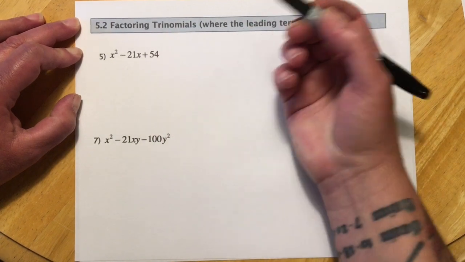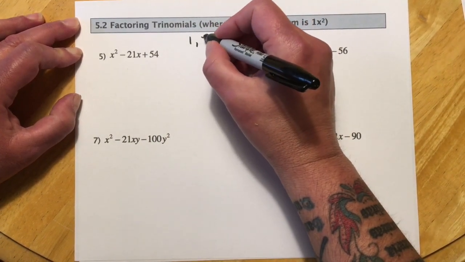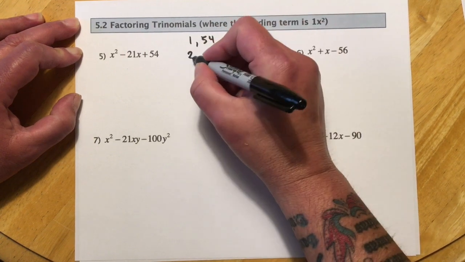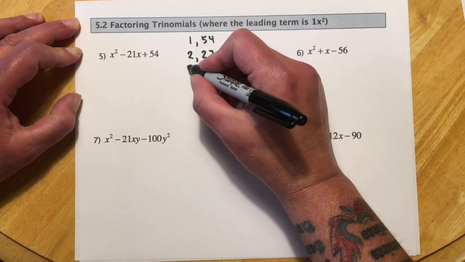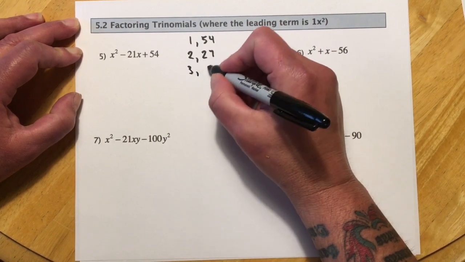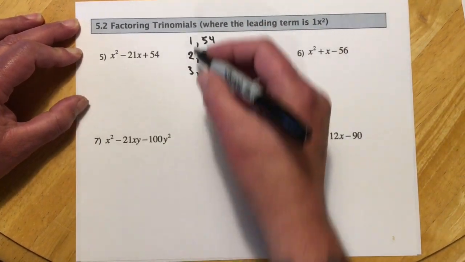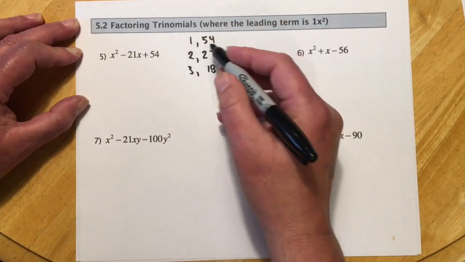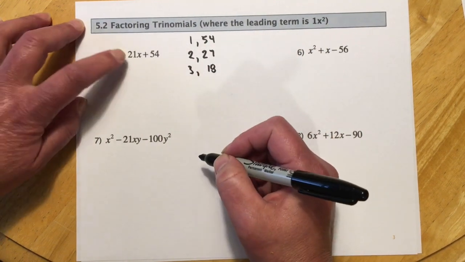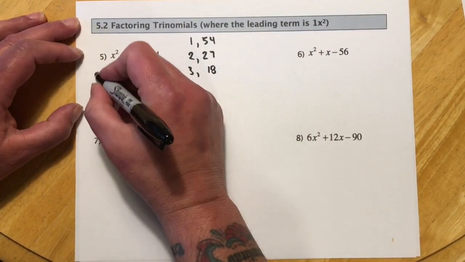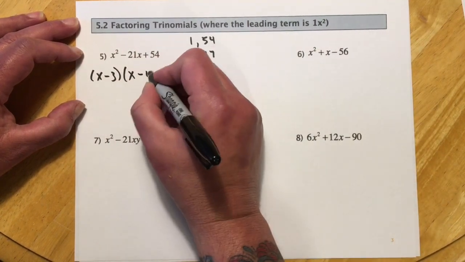54 adds to 21 isn't maybe the most obvious one. So I can always start the list, 1 and 54, and then it'd be 2 and 27, and then 3 and 18, and then 3 and 18 make 21. So if you can't spot the number, you can always just start doing division. 1, 2, 3 goes into, and you can eventually hit the pair that's going to make the middle work. So this will be x minus 3 and x minus 18.